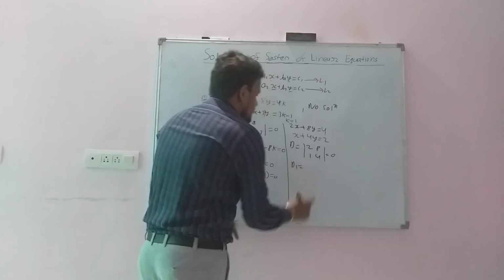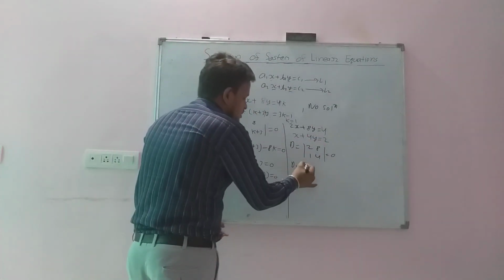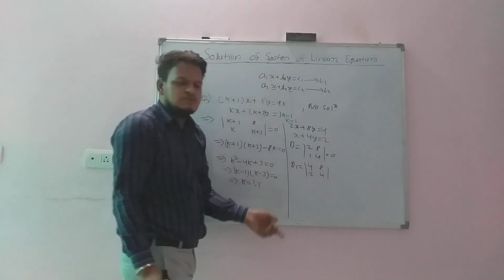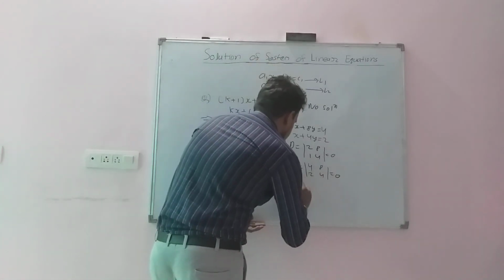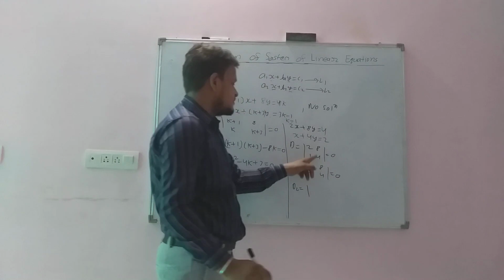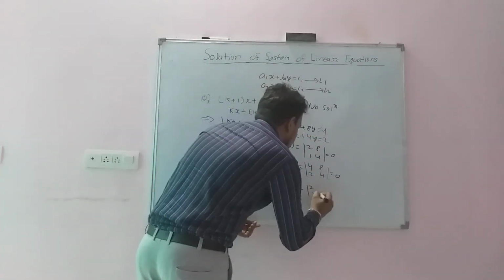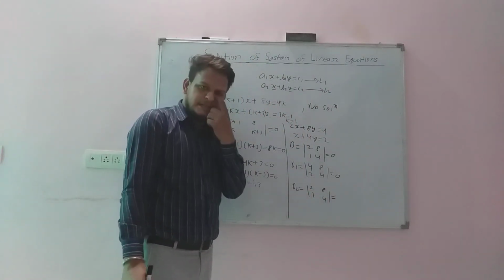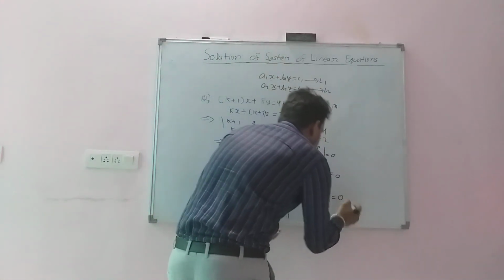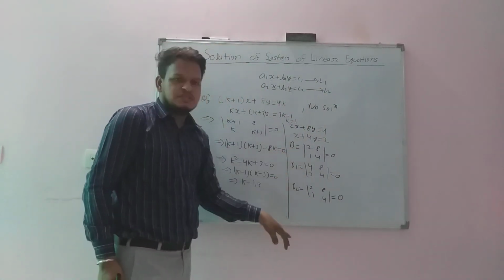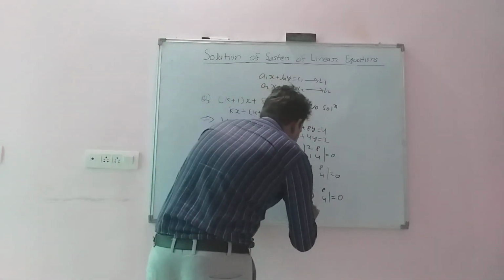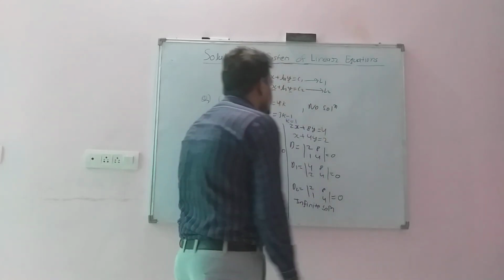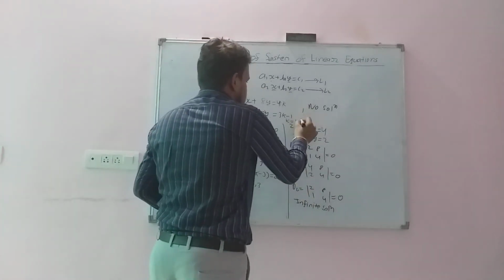For d1 we replace this column by 4, 2. That means 4 into 4, 16, and 8 into 2, 16. 16 minus 16 is 0. And for d2 we replace 8 and 4 by 4 and 2: 2, 1, 4, 2. 4 into 2 is 8, 8 into 1 is 8. So 8 minus 8 is 0. So here you can see that the values of d, d1 and d2, all three, are 0. So this is an infinite solution case. But what we want is no solution. So k equal to 1 is not valid.